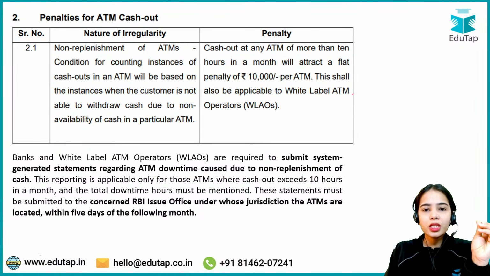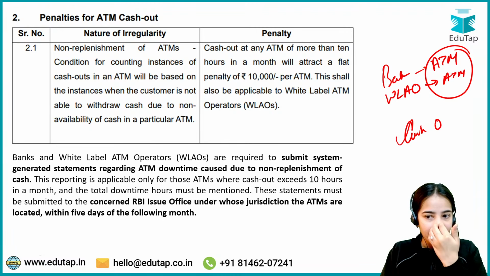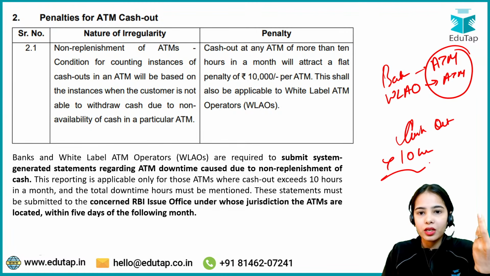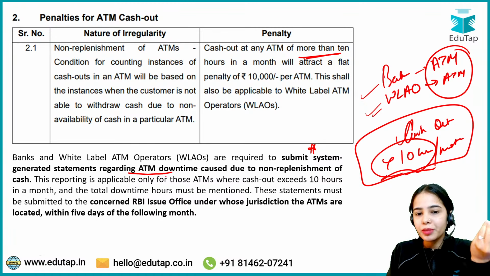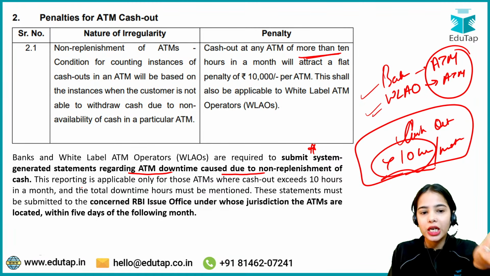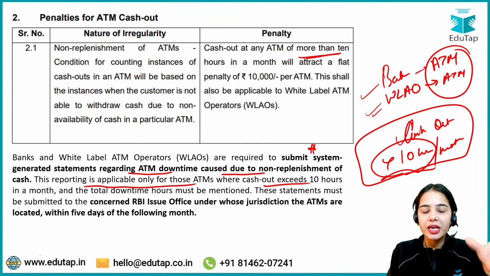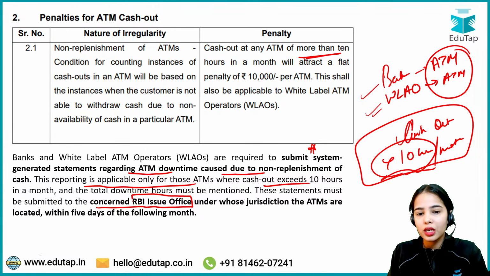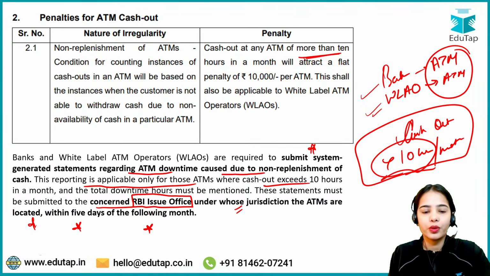So basically, if a bank or a white label ATM operator has an ATM where the cash out is more than 10 hours in a month, then they have to submit a system generated statement regarding the ATM downtime that was caused due to non-replenishment of cash. This reporting is applicable only for those ATMs where the cash out exceeds 10 hours. And this statement has to be provided to the concerned RBI issue office under whose jurisdiction the ATM is located within 5 days of the following month. Okay, so this is the idea.